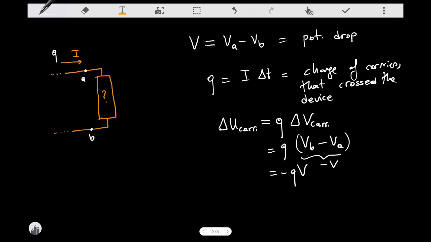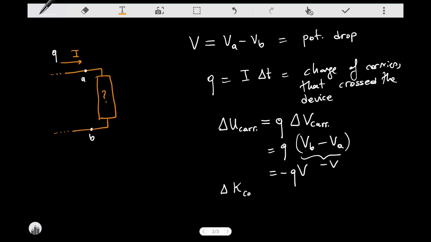Okay, I'm not concerned about the sign of this thing right now, but the formula is correct. It may happen that this is positive or negative. I'm going to discuss all the other cases at the end. So the change in the potential energy of the carriers is given by this formula. How about the kinetic energy?